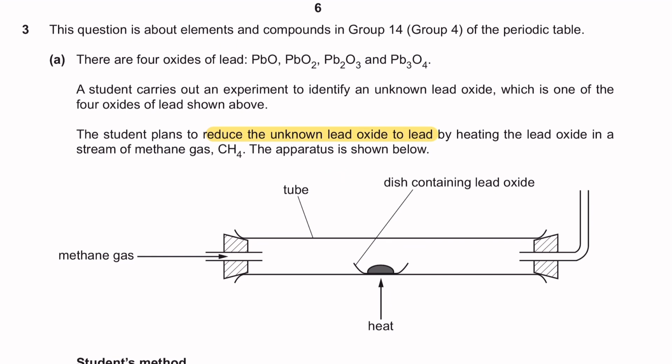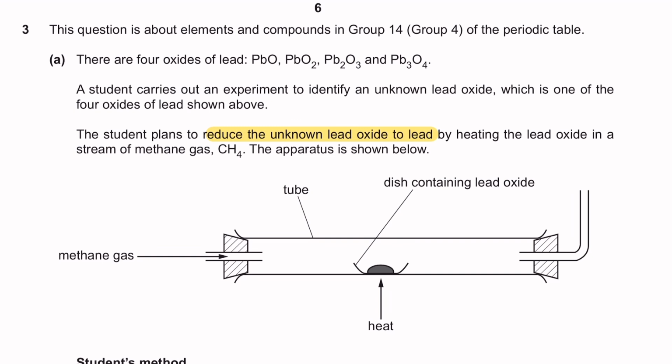Moving on to question 3, this question is about elements and compounds in group 4 of the periodic table. There are 4 oxides of lead, PbO, PbO2, Pb2O3, and Pb3O4. A student carries out an experiment to identify an unknown lead oxide, which is one of the 4 oxides of lead shown above. The student plans to reduce the unknown lead oxide to lead, and I've highlighted that because it's important later in the question, by heating the lead oxide in a stream of methane gas.